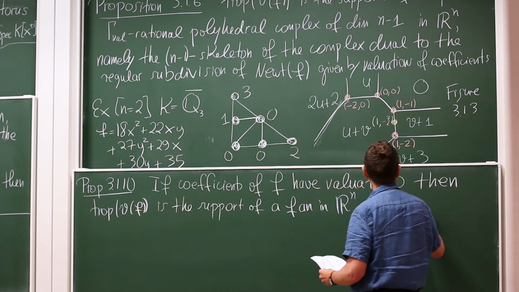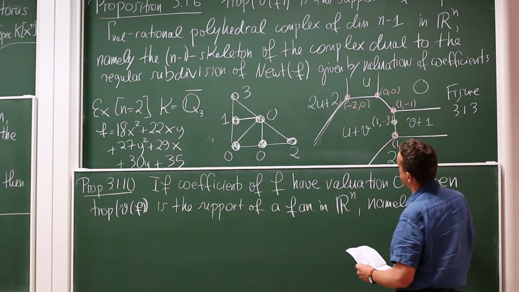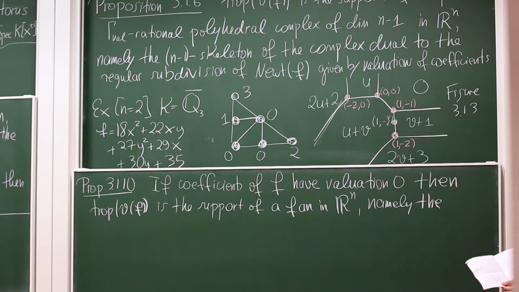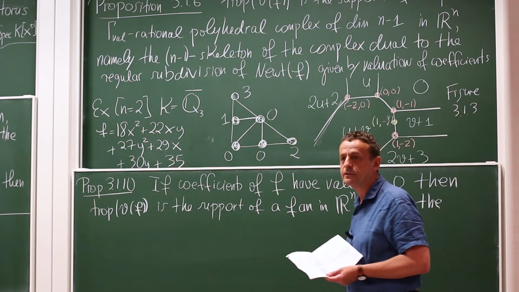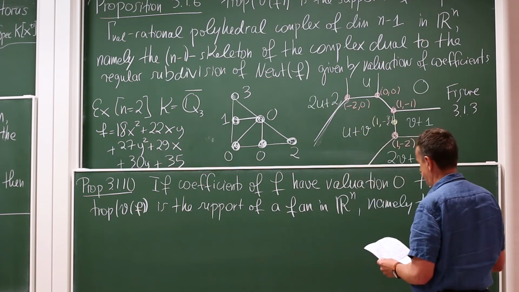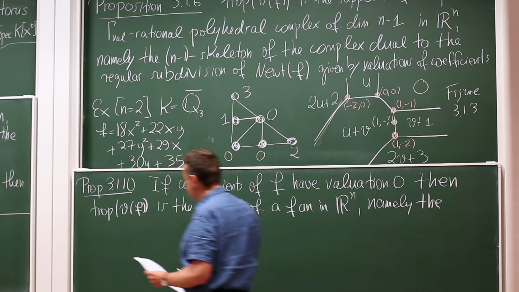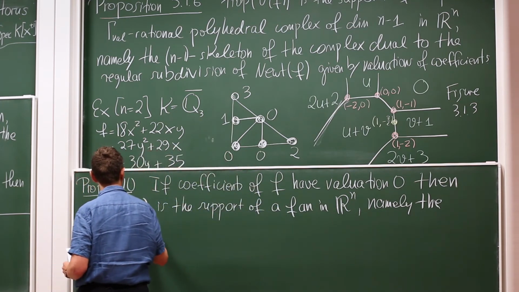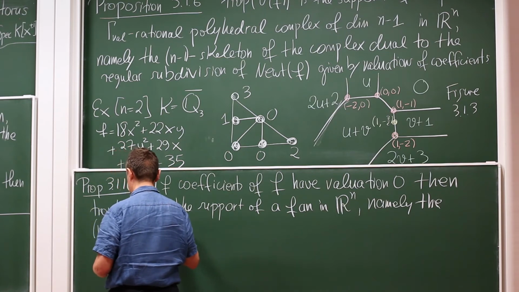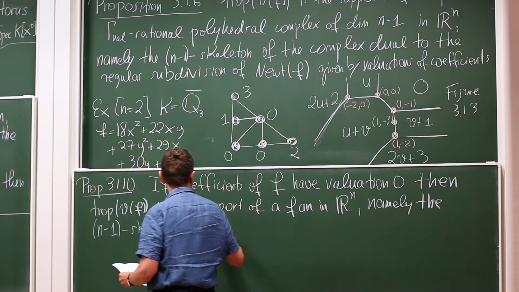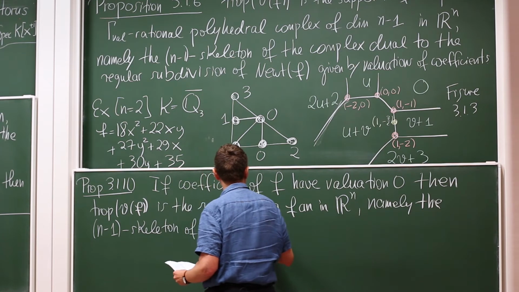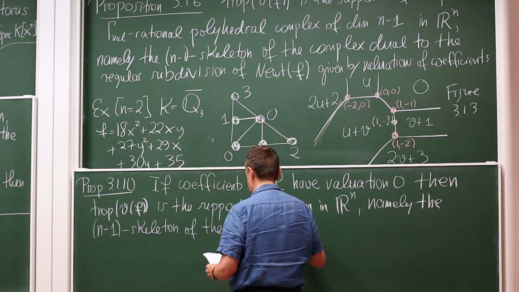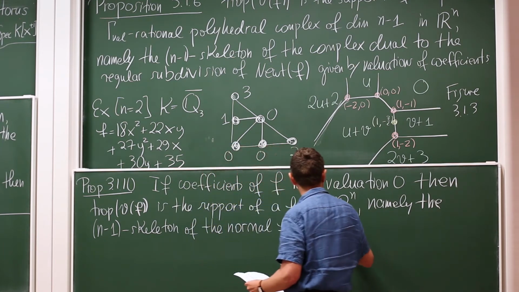namely, oh, I should have said what skeleton means. So skeleton means the collection of all cells of dimension at most n minus 1. Right? So that's the skeleton. So it's the n minus 1 skeleton of the normal fan of the Newton polytope.